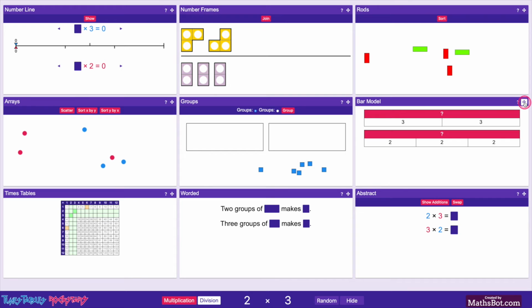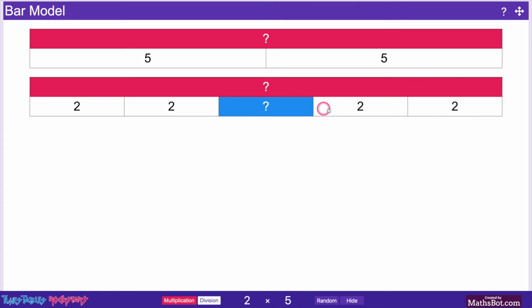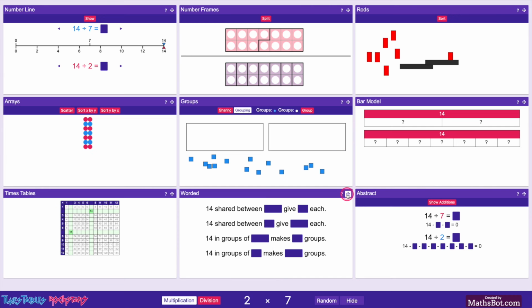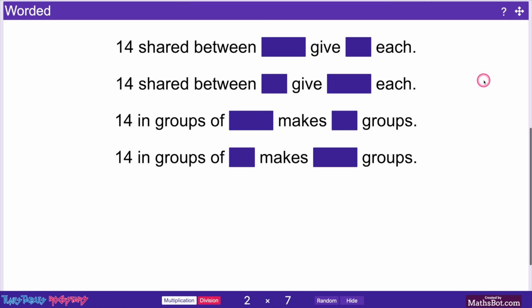In the bar model tool, numbers can be hidden or revealed, leaving lots of opportunities for questioning. There is also an interactive times table square where multiples can be hidden or revealed. The worded tool allows for simple hidden word problems. Answers can be revealed by clicking on the boxes.